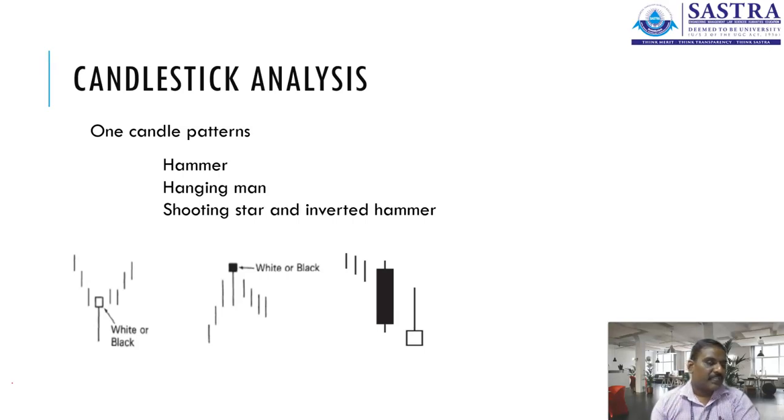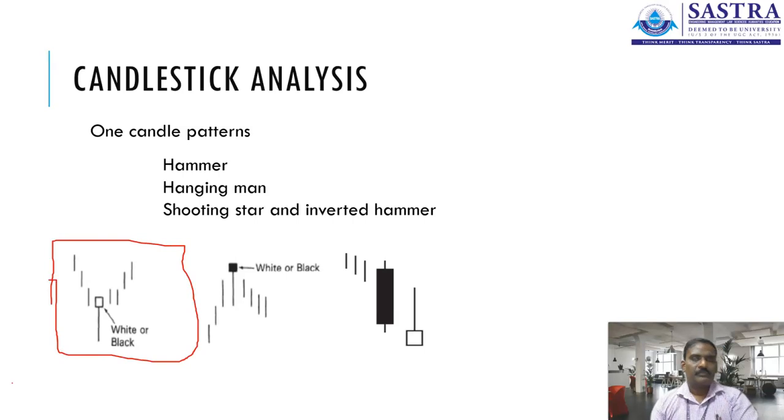The first one is the hammer pattern. In this hammer pattern, there is a long shadow identified. So it indicates a kind of steep fall of the price which might happen for that pattern. We can say the hammer pattern is identified.